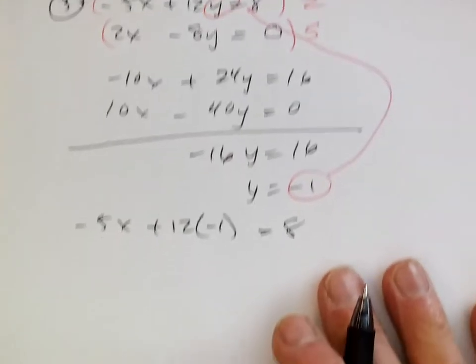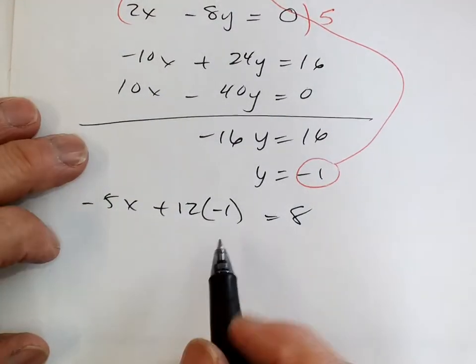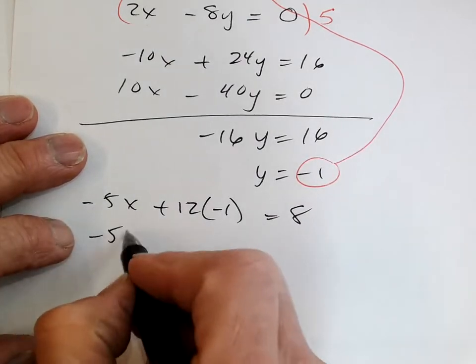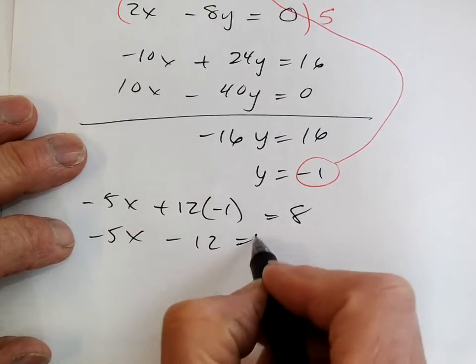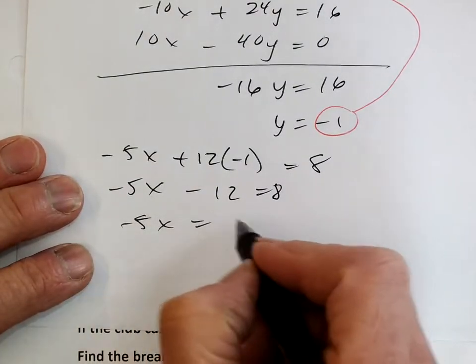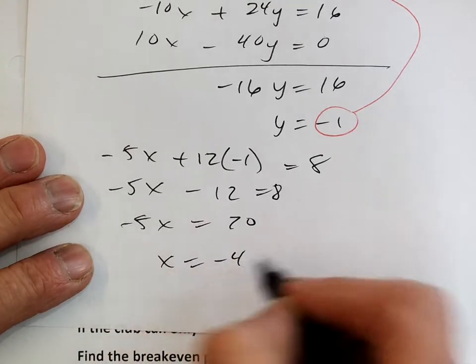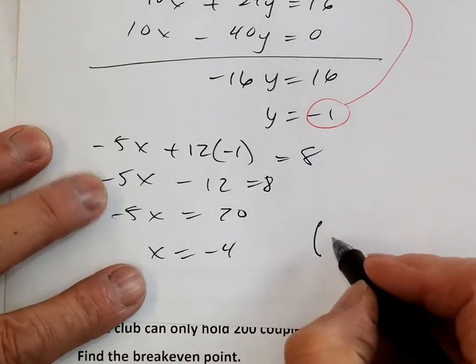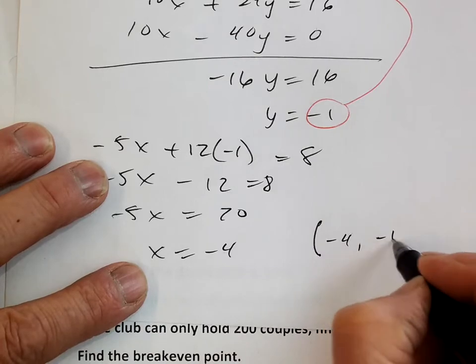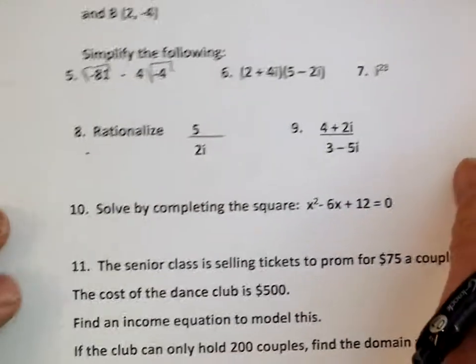Okay, this should be easy because this is just a review of things you guys learned in Algebra 1, Algebra 2. So negative 5x minus 12 equals 8. Plus 12, I get negative 5x equals 20. Divide by negative 5, and x is negative 4. So my answer as a point is negative 4, negative 1. There you go. Okay, moving on.